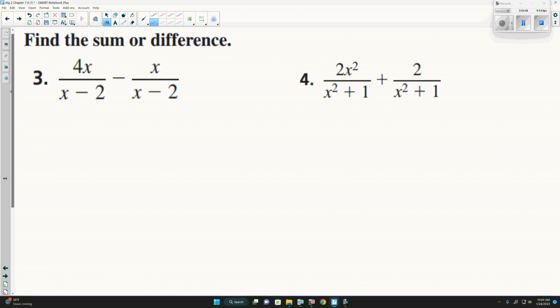So do we feel comfortable with these so far? Let's look at number 4 before we move on to the next one. So we do have like bases. They're both x squared plus 1, yes? So we add the numerators. Is there anything we can reduce? Is there a greatest common factor on top? 2.